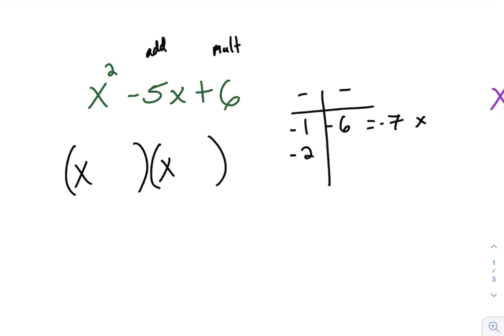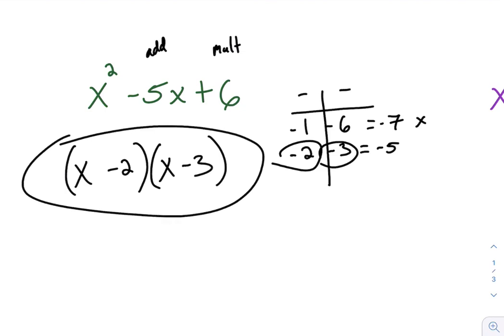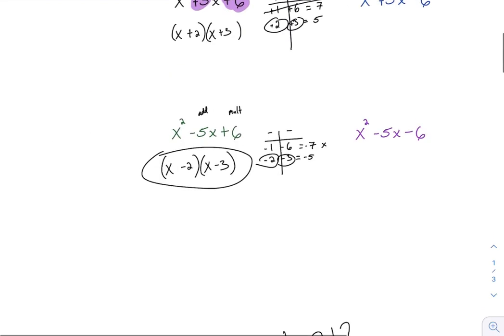And then negative 2 multiplies to 6. Negative 2 times negative 3. Negative 2 minus negative 3 is minus 5. Oh, look, I found my two numbers, negative 2 and negative 3. So they're going to go in, and my answer would be right here. All right, so let's take a look.